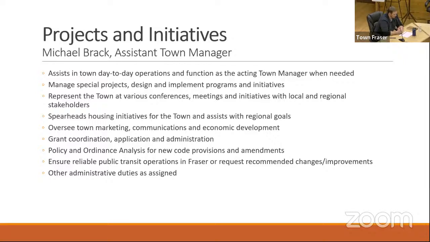I do a lot of the policy and ordinance analysis for new code provisions and amendments outside of land use and zoning. That can be anything from nuisance code violations to, hey, should we allow side-by-sides to drive on town roads? That was a fun one. Some things are more or less intense as code revisions are required, but I usually do a lot of the research and analysis on that and make recommendations for those changes.